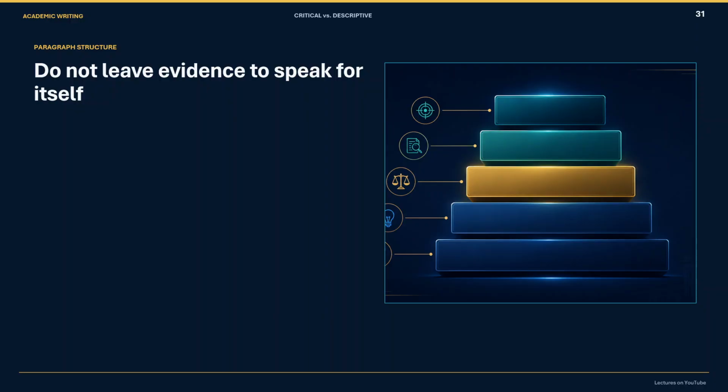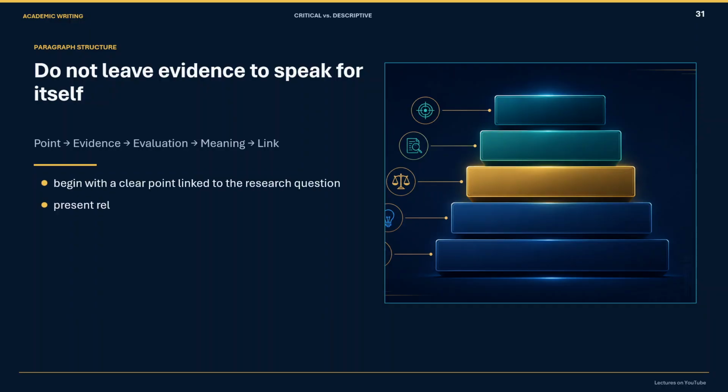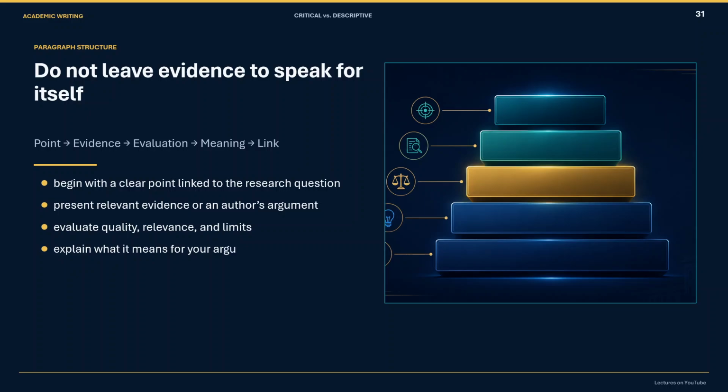Structuring a critical paragraph. A critical paragraph should begin with a clear point related to the research question and then present relevant evidence or an author's argument. Next, evaluate the quality, relevance, or limitations of that evidence. Where appropriate, compare it with another perspective. Then explain what the analysis means for your own argument. End with a reasoned mini-conclusion or a link to the next point. Do not leave evidence to speak for itself. Explain why it matters, what it supports, what it cannot establish, and how it contributes to your conclusion.